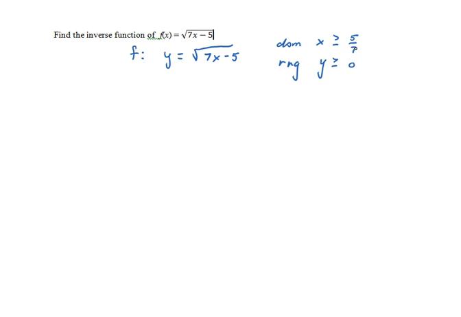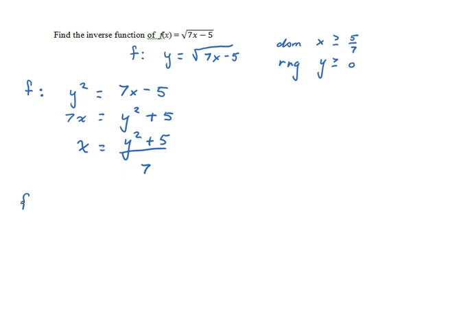Now what we're going to do is solve the equation in two variables for f for x instead of for y. So we're going to square both sides. Then we'll have 7x equals y squared plus 5, or x equals y squared plus 5 over 7.